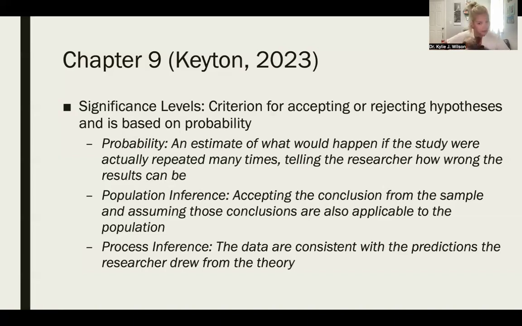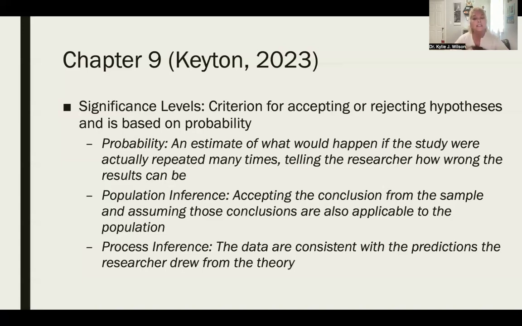We have a population inference. So we accept this conclusion from the sample, and we assume that the conclusions are also applicable to the population. So what we're saying is, we can accept this conclusion because it is applicable to that population. I can say that because it is this sample and those conclusions apply to this population, I can accept this conclusion for the entire population. If that makes sense.